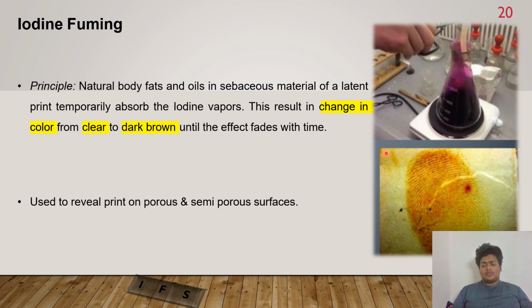Hence, this is how the iodine fuming works, and the prints are formed in the development process. But these prints will fade with time. Hence, they need to be preserved with starch, or they need to be photographed quickly. This iodine fuming technique can be used on porous and semi-porous surfaces.